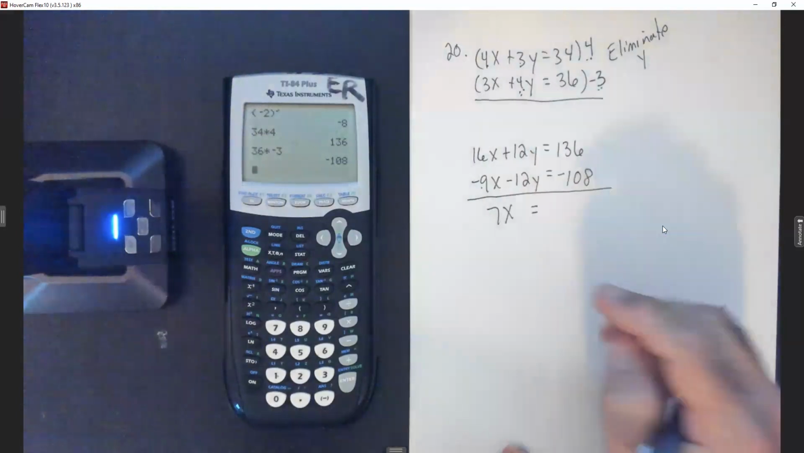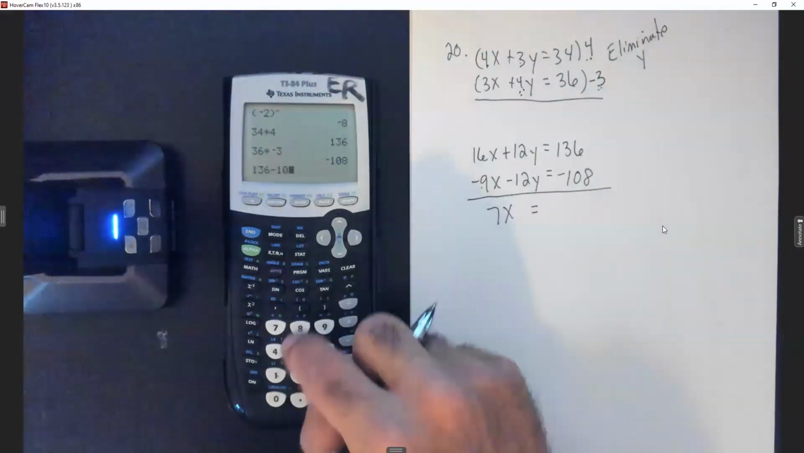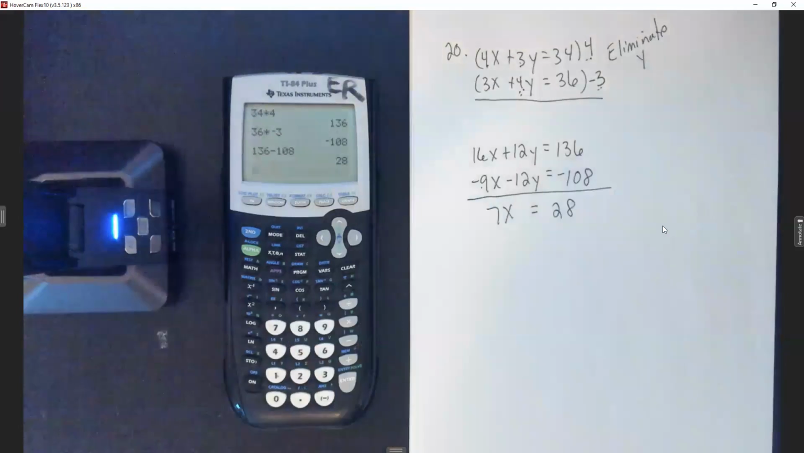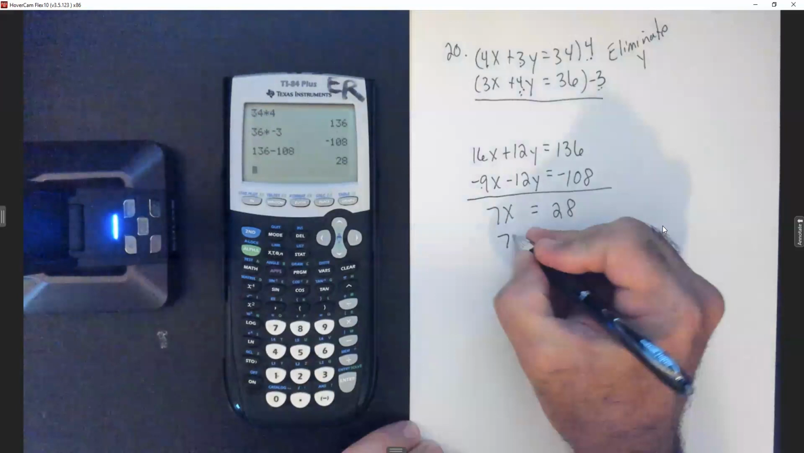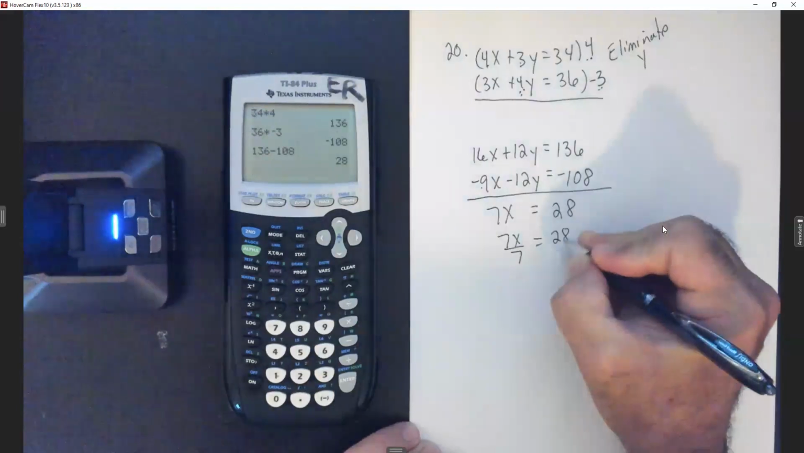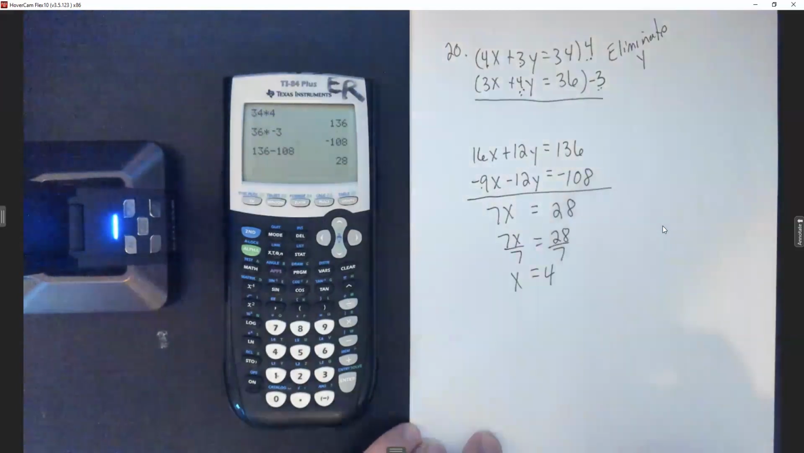136 minus 108 would be what, 28? So that's going to give me 28. Now we can solve that for x by dividing both sides by the 7. So I know for sure x is going to be 4. So I'm going to have my ordered pair.